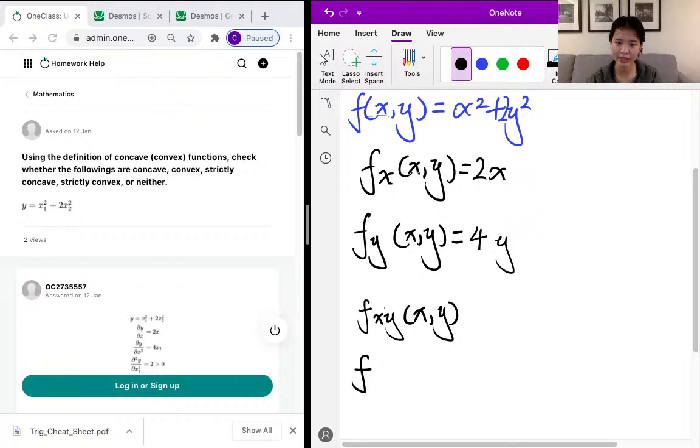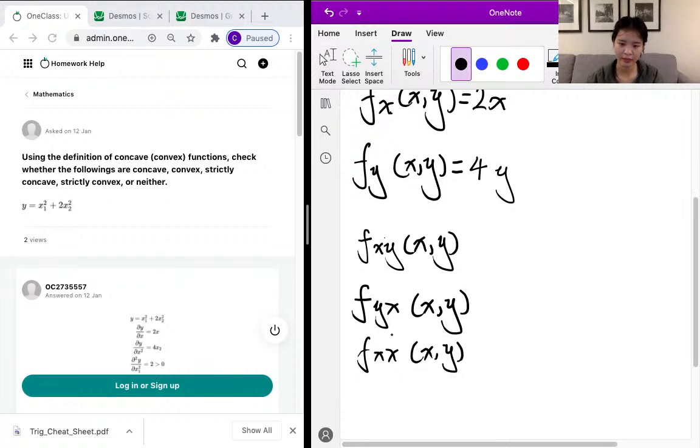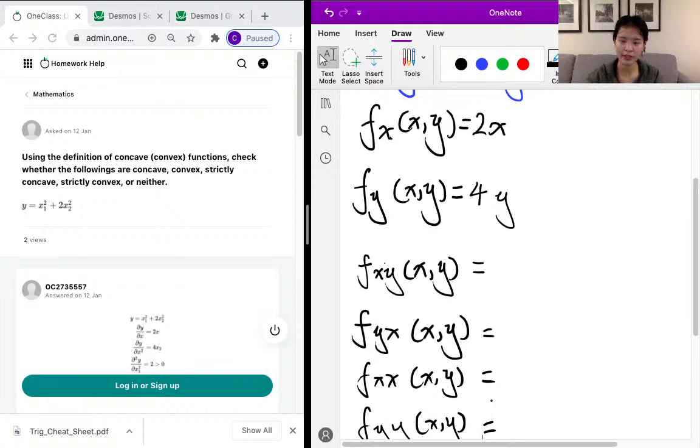So basically for each of our first derivatives, we differentiate each of them with respect to x and y again. And so we have 4 second derivatives. So let's just write down the 4 second derivatives: f of x of x, f of x of y, f of y of x, and f of y of y.